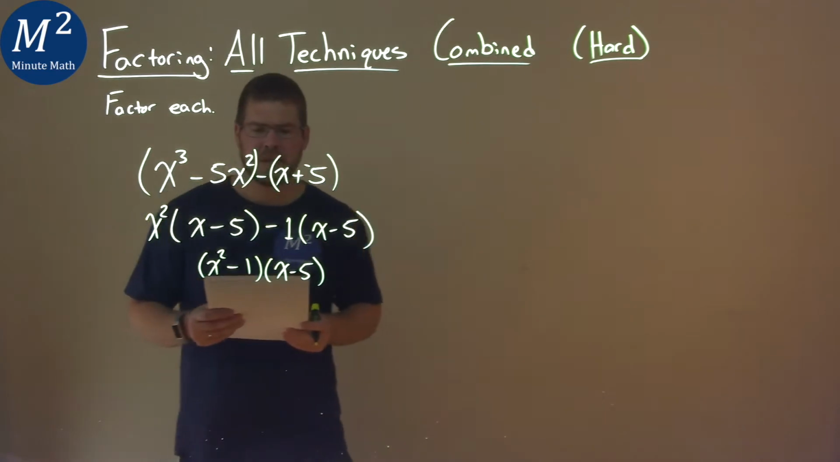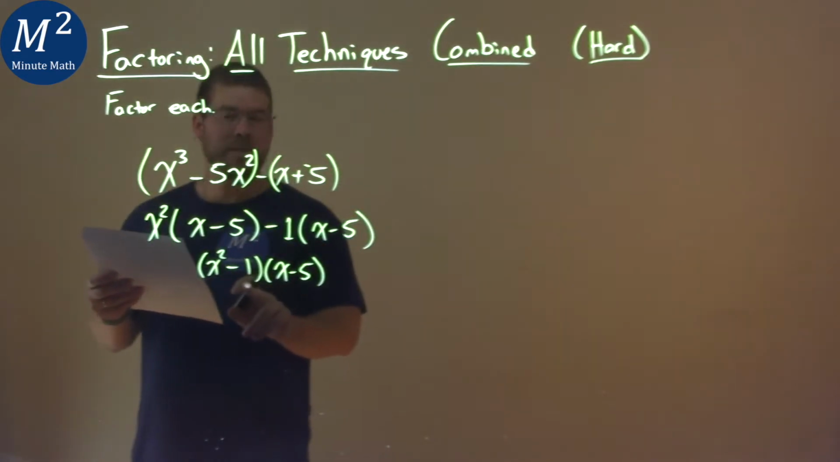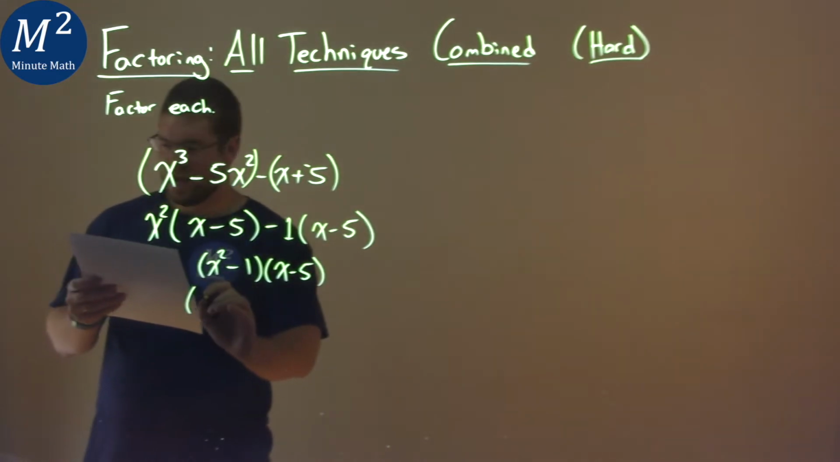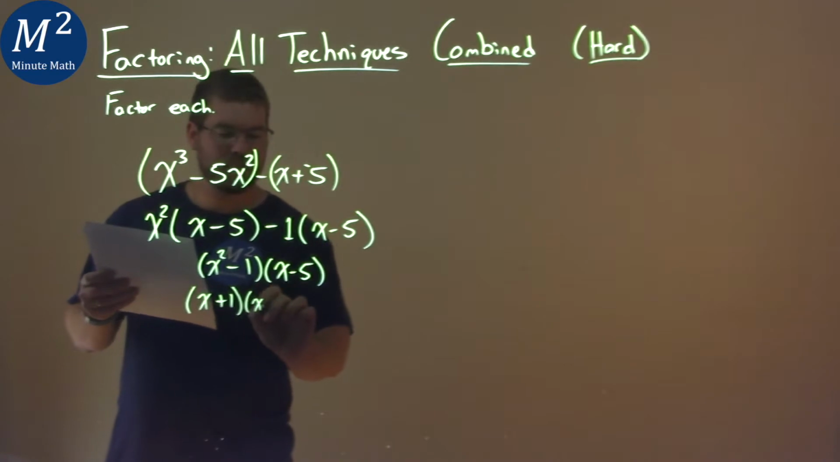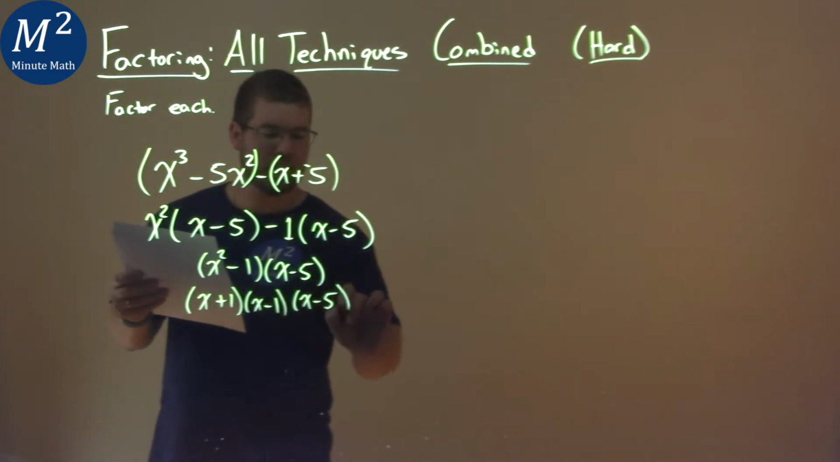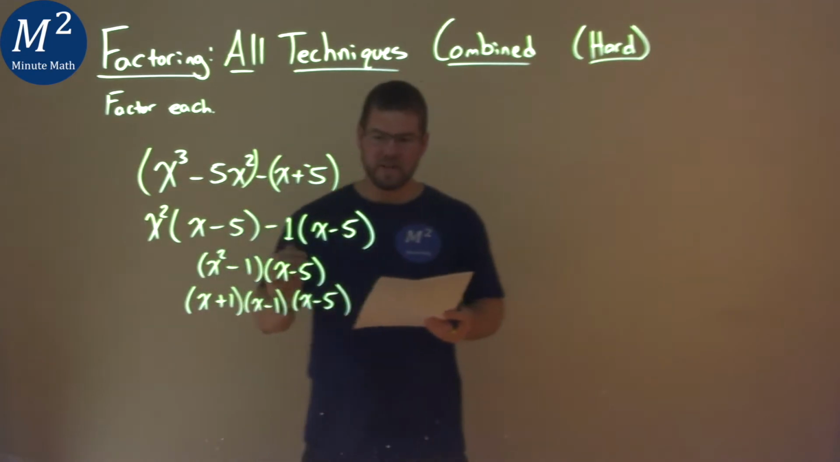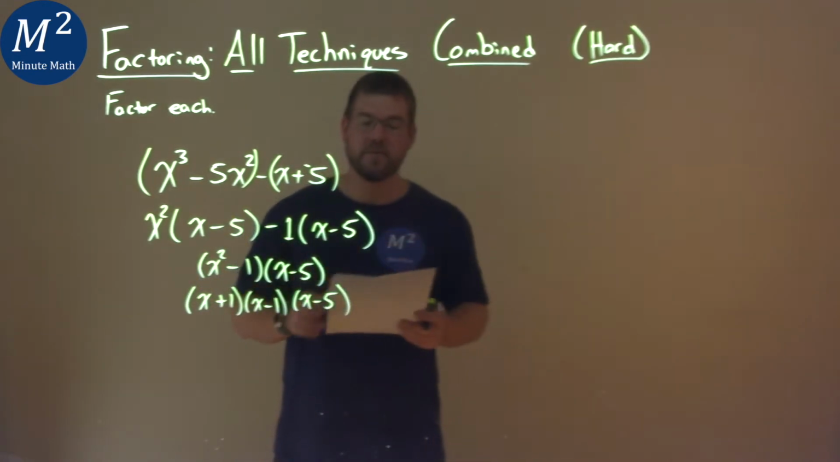Now they're being multiplied, but again, we're not done. x squared minus 1 can be the same thing as x plus 1 times an x minus 1. That's how that factors out. And then we have an x minus 5 right there. And so our final answer is x plus 1 times x minus 1 times x minus 5.